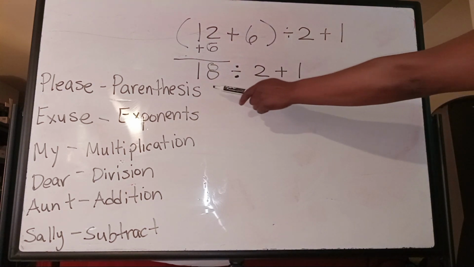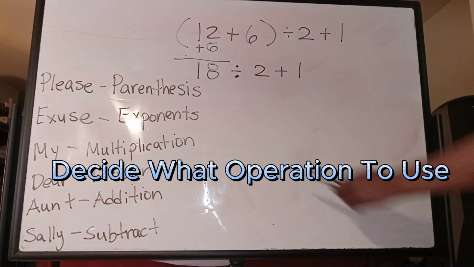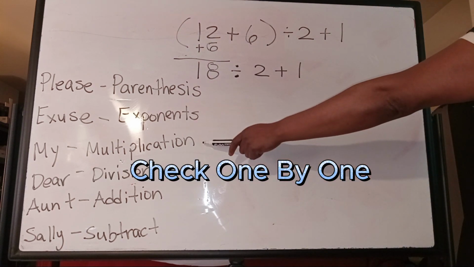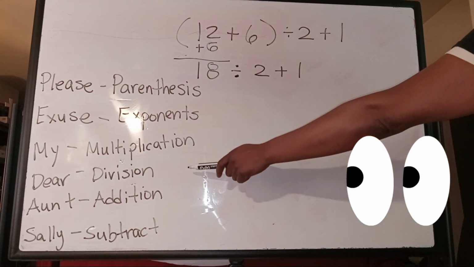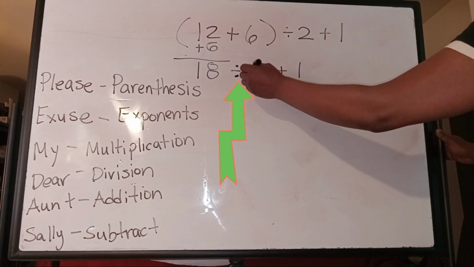So we just did the parentheses because we have parentheses. Do we have parentheses now? No. All right, so we don't have to do that. Do we have exponents? No. Do we have multiplication? No. Do we have division? Yeah. Okay, so that is what we're going to do next. We are going to do the division.